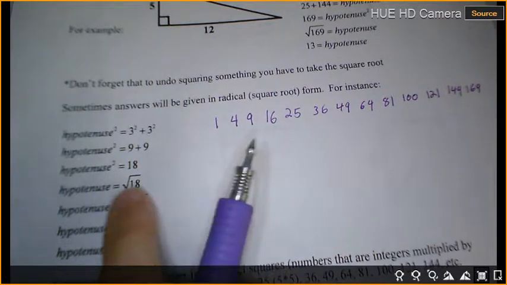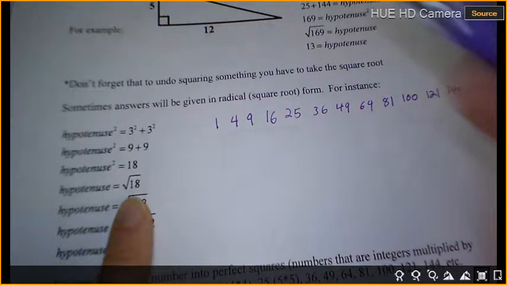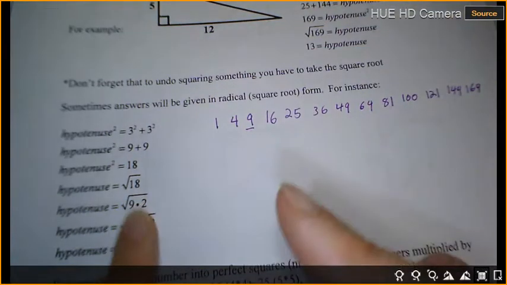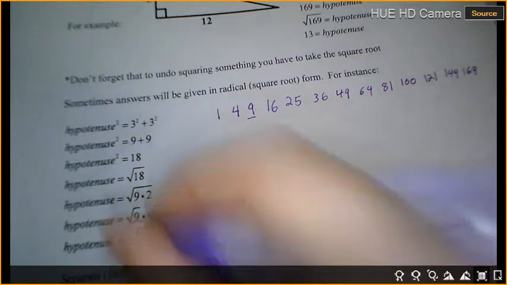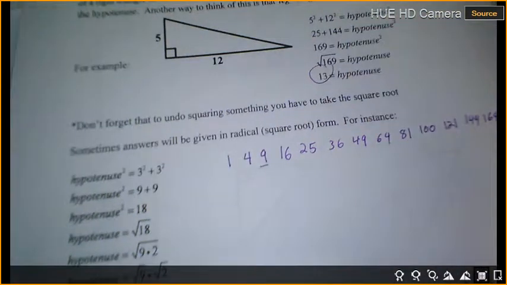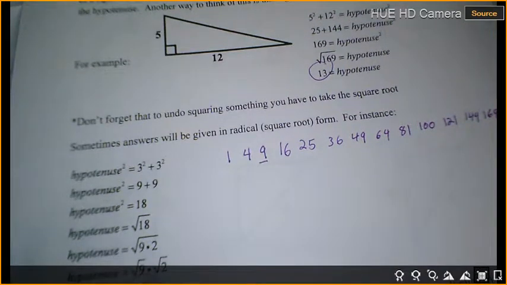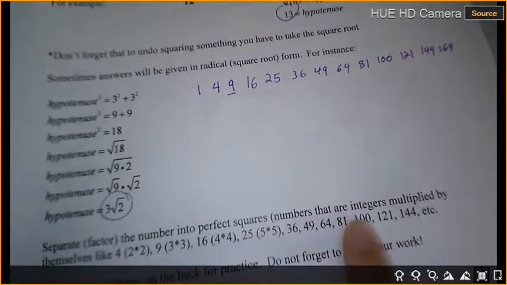So when we talk about 18, what number goes into 18 evenly where it's a perfect square? The answer is 9, right? So we go 9 times 2, and then the square root of 9 is 3. So 3 square root 2. So this is in radical form, where this up here is just in regular form because it reduces, like it is a perfect square. Okay, so we're going to separate factors, the numbers, into perfect squares.